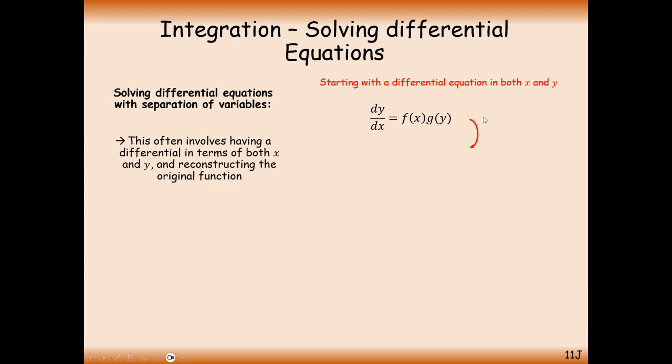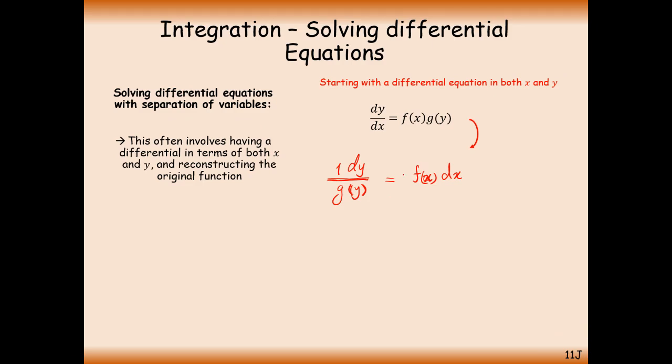I would multiply both sides by dx, so I will have f of x and dx on the right side, and divide by g of y, so that I will have dy over g of y. Now, this has separated the variables. X's are all on the right side and y's are all on the left. We can read this as basically 1 over g of y. That's fine. That's still the function.